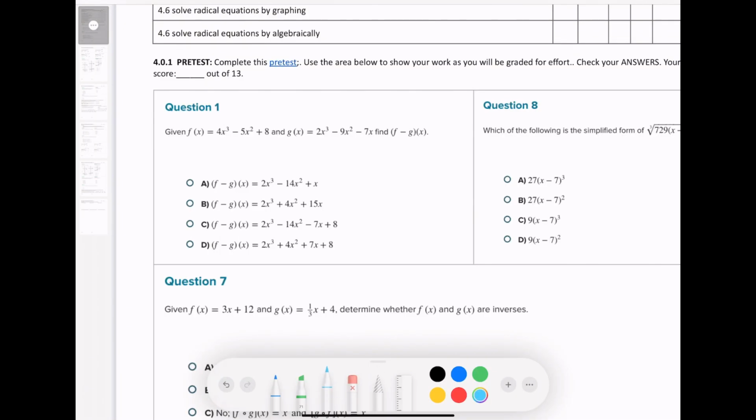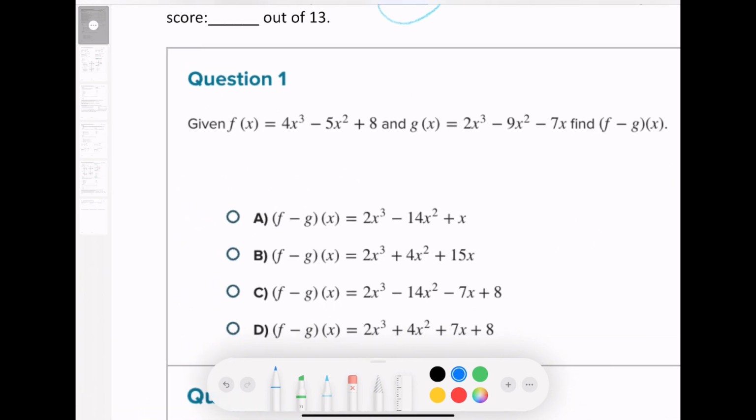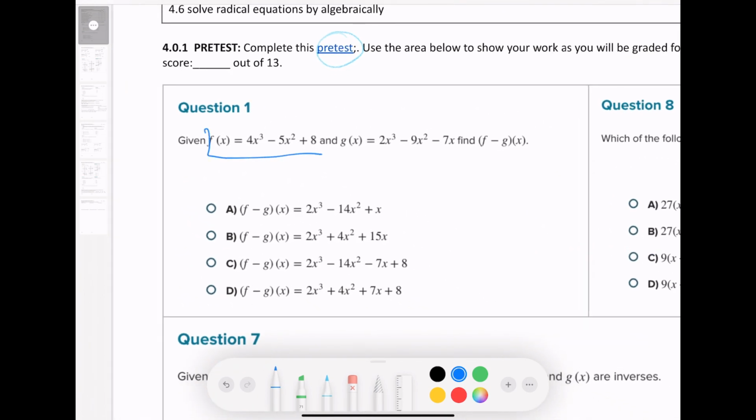Hey guys, let's go over the 4.0 inverse radical functions pretest post-test. Question number 1, it tells me f of x is this, and I'm going to put that here, 4x to the third minus 4x squared plus 8. Now I do have a minus sign, and then I have g of x. Let's write g of x.